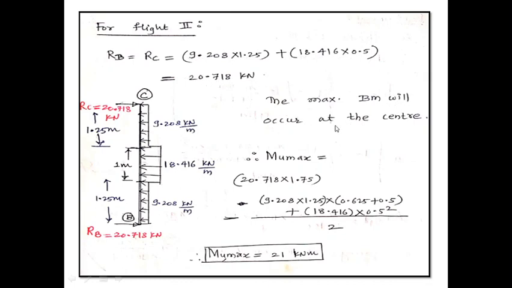The maximum bending moment will obviously occur at the center, and by the strength of materials method, when we calculate the maximum sagging bending moment at the center, because of which this flight is sagging like this, it is 21 kilonewton meter.